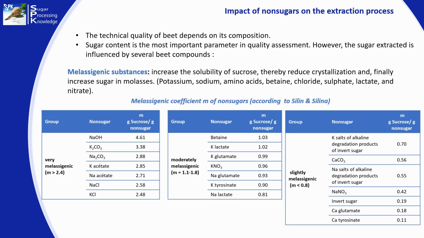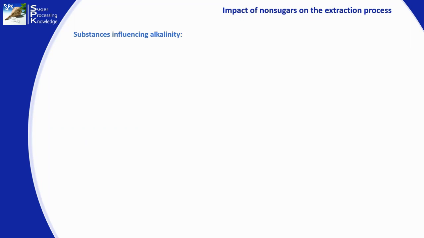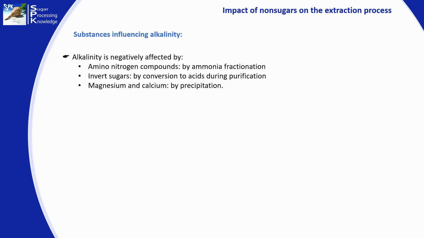Among the non-sugars that impact beet processing, we have compounds that influence alkalinity. The alkalinity of the juice is negatively affected by the presence of amides and amino acids by ammonia fractionation. Also by reducing sugars that will decompose into acids during the purification stage. And finally, magnesium and calcium by precipitation.